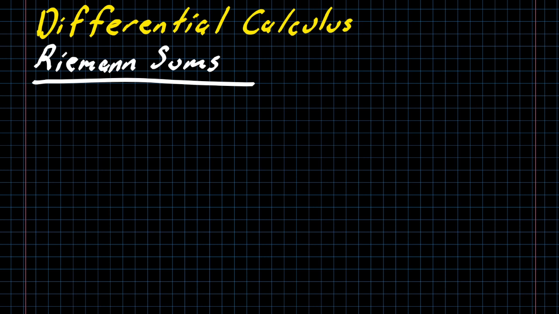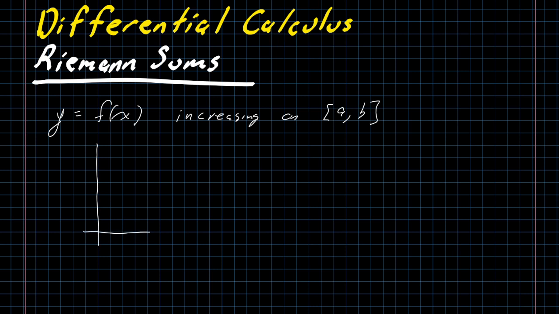So let's consider for right now the graph y equals f of x, which is increasing on the interval from a to b. To make this work, it doesn't have to be an increasing function, but the increasing function will tie the language back to what we've been talking about recently. So a curve that looks something like that, and maybe here's A and here's B.